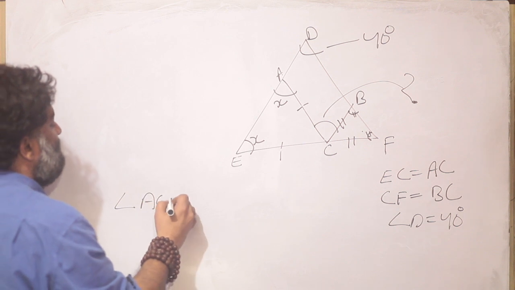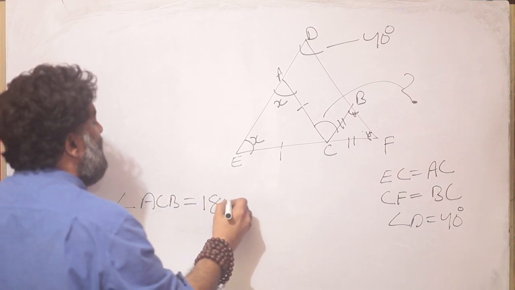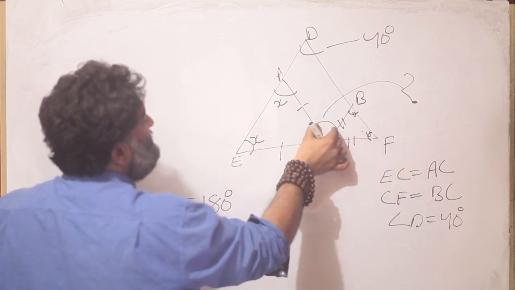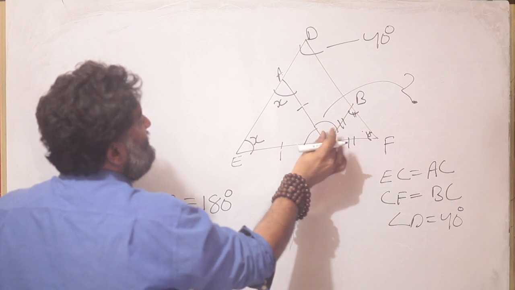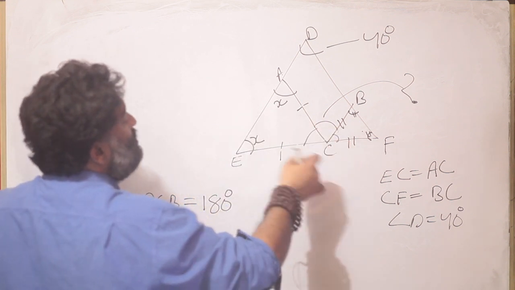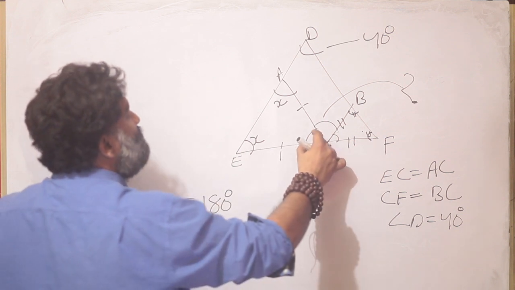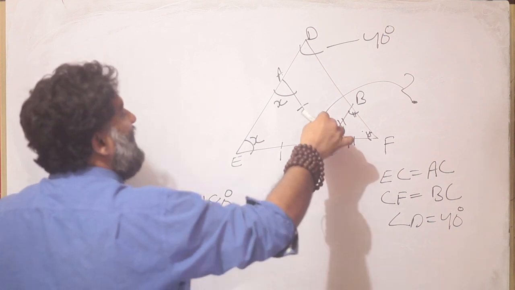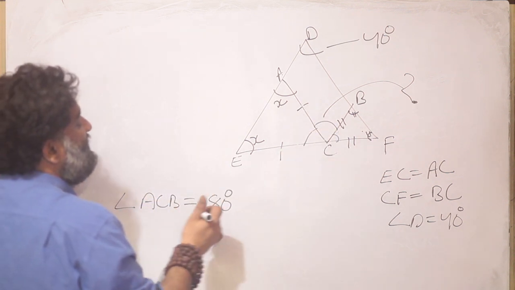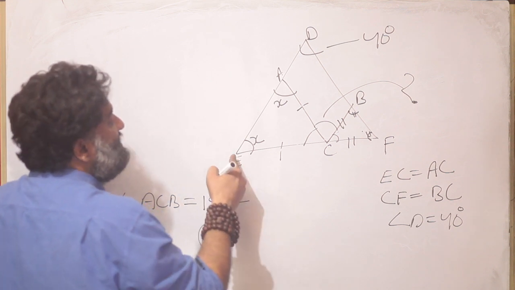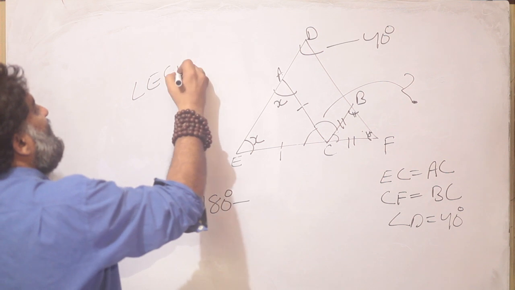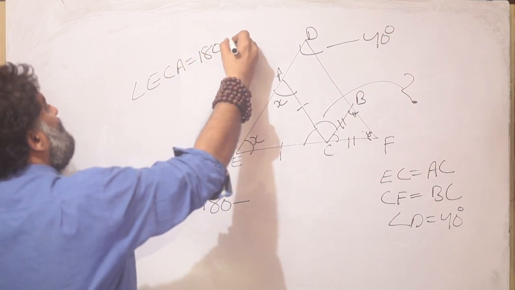Angle ACB is equal to 180 degrees, because on this straight line, this angle plus this angle plus this angle add up to 180 degrees. So from 180 degrees, if I remove this angle and this angle, I'll get the value of this angle. That is what I'm trying to do. Angle ACB is equal to 180 degrees minus angle ECA. Angle ECA itself is 180 minus 2x.